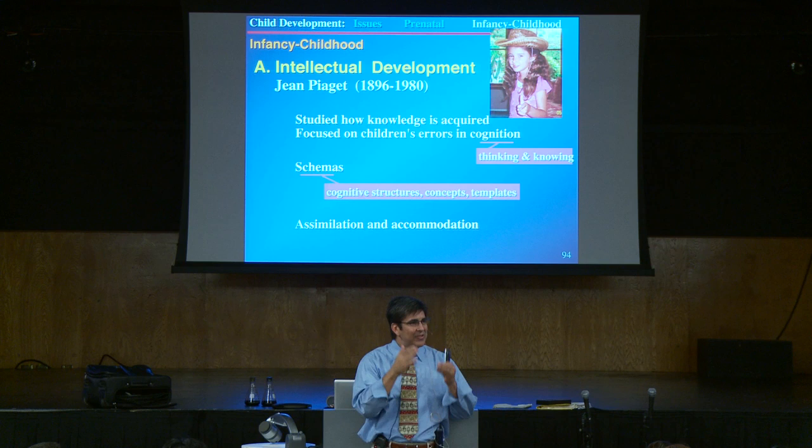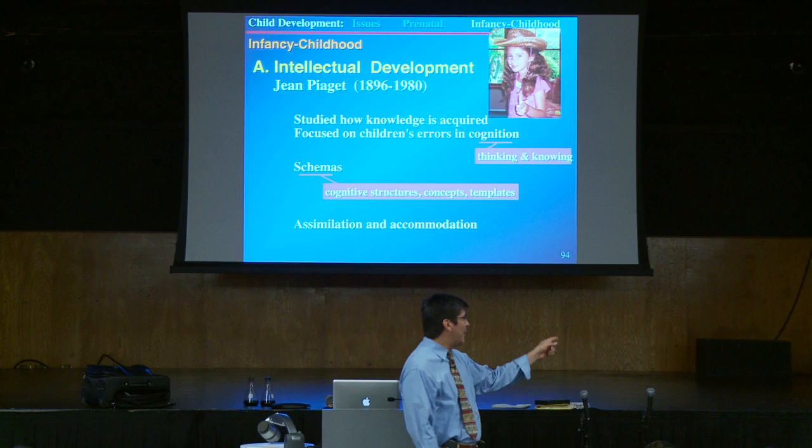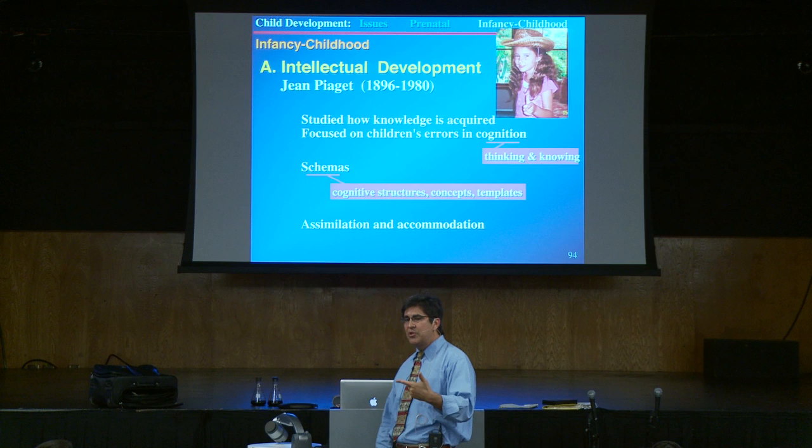Okay. What Piaget found out was that there are different styles or different ways that schemas change. I'm going to ask you to read about assimilation and accommodation. They're just two specific ways that these schemas can change.